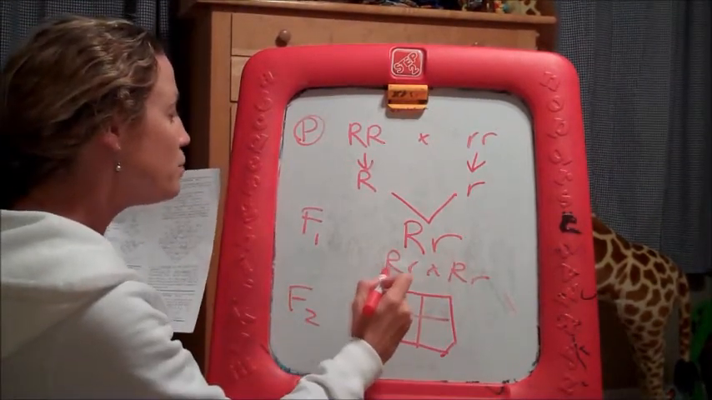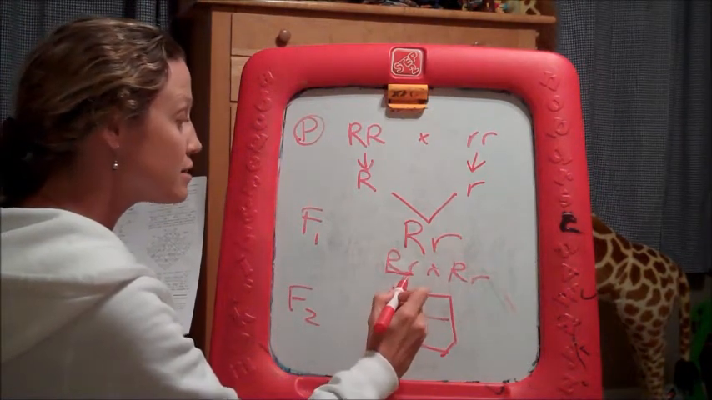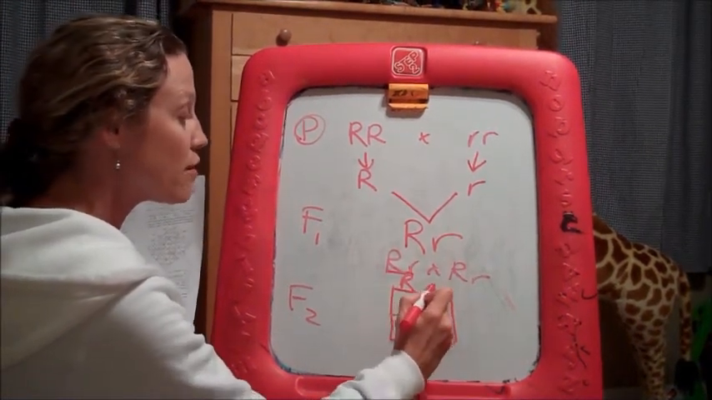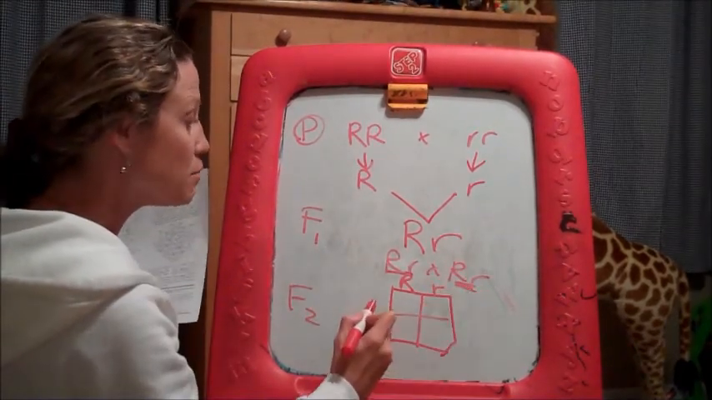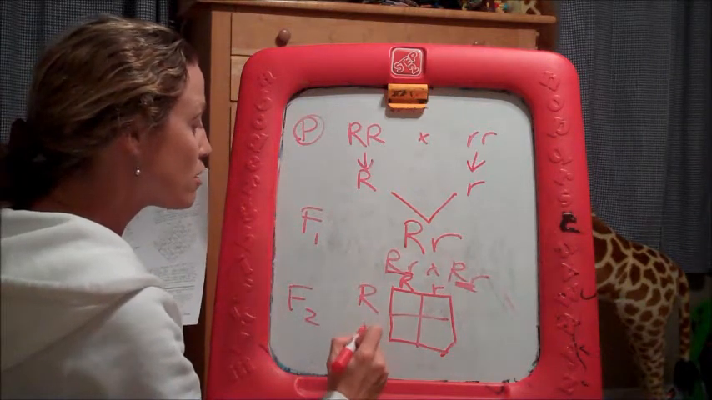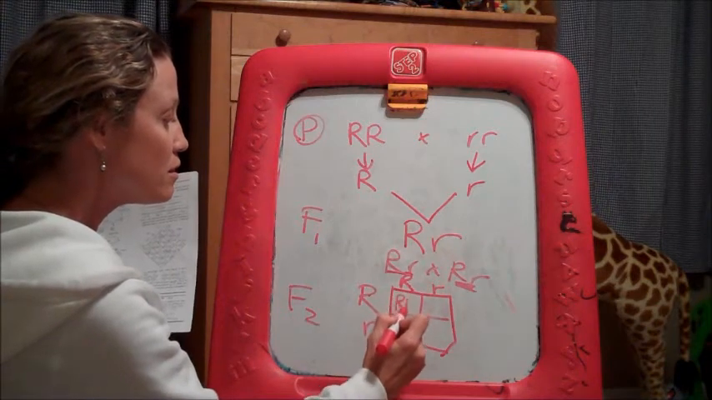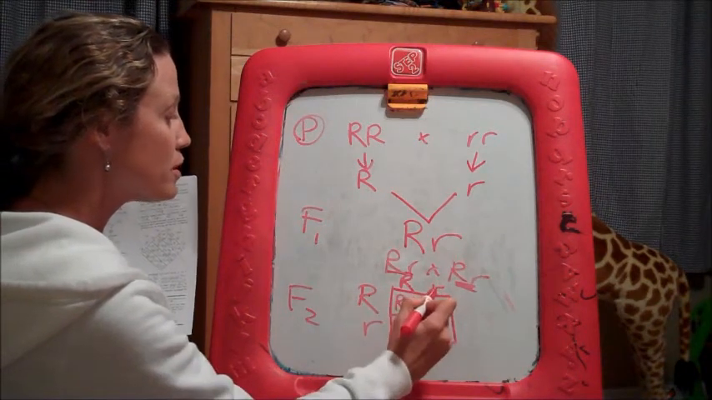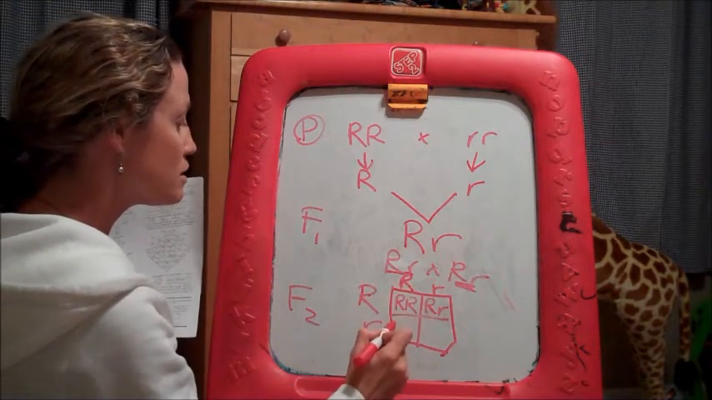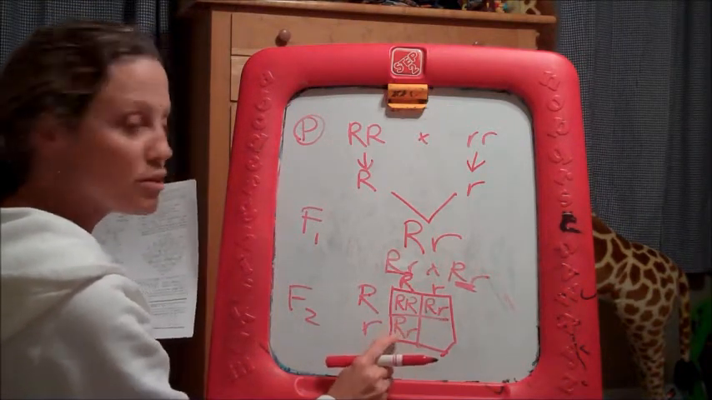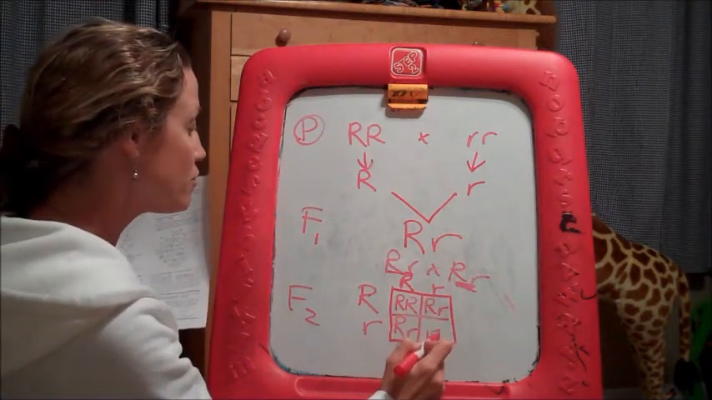Okay, so if one parent is big R, little r, then that means half of the sperm or eggs that they produce is going to have a big R. The other half is going to have a little r. The other parent has the same genotype, so you'd have the same eggs or sperm. So a big R and a little r. If this sperm fertilizes this egg, then you have big, big. If this sperm fertilizes this egg, you have big, little. If this sperm fertilizes this egg, you have big R. Notice that you always want to write the capital letter before the lowercase letter. And then here and here, you're going to have little r, little r.